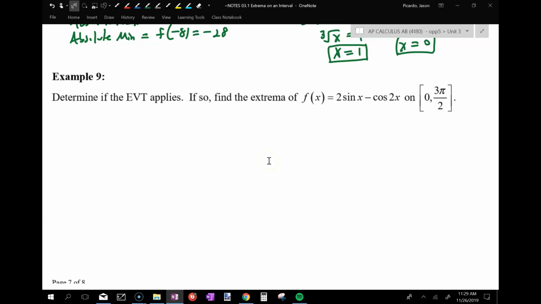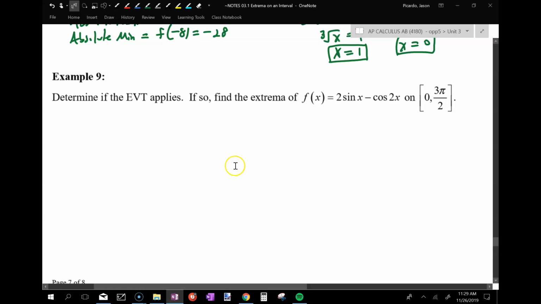Does the extreme value theorem apply? Because what is it? It's some combination of sines and cosines, right? But there's no values of those that are undefined, is there? Not talking about a tangent or a secant or anything like that. And do I have a closed interval? Yeah, so we can do it, okay? So we're good. So critical values. Well, we know we're going to have to do f of 0. We know we're going to have to do f of 3 pi over 2.